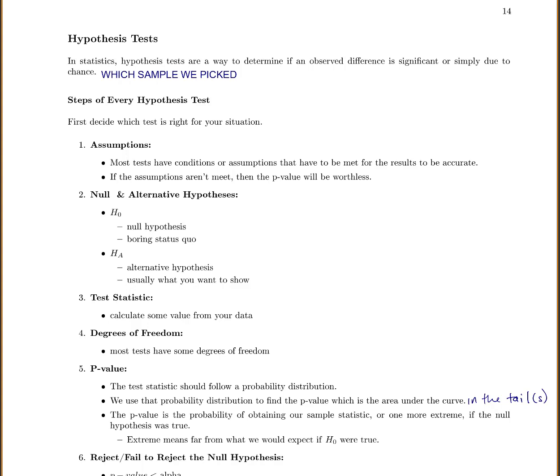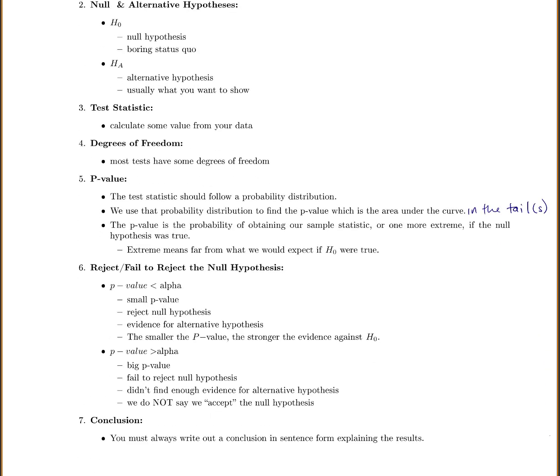So tail or tails. And the p-value is going to be the probability of obtaining our sample statistic, or one even more extreme, that means even farther out on the tails, if the null hypothesis were true. Basically, extreme means far away from what we'd expect if the null were true. You're going to reject or fail to reject the null hypothesis.